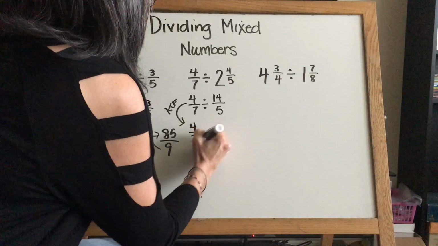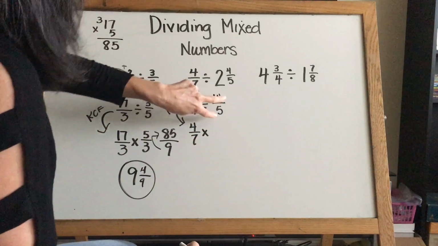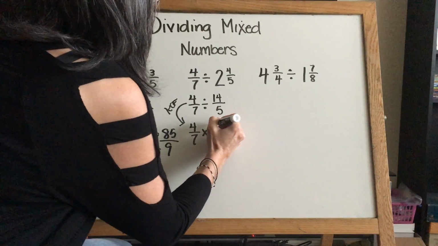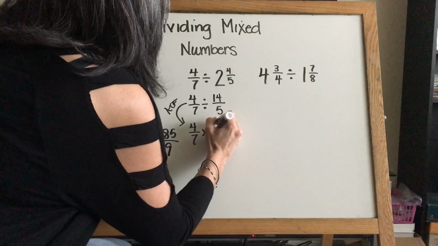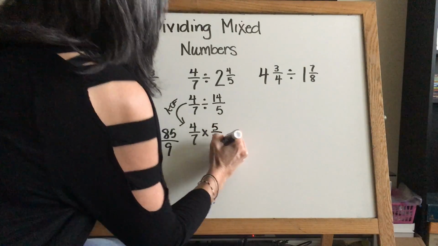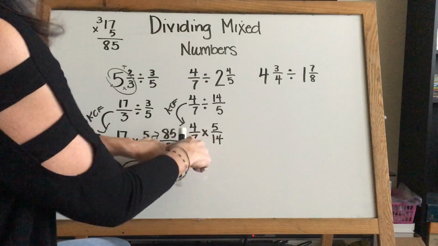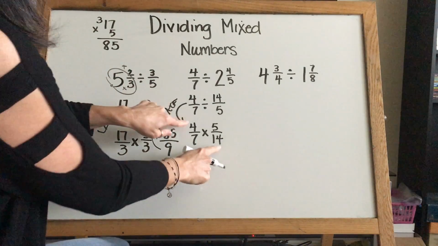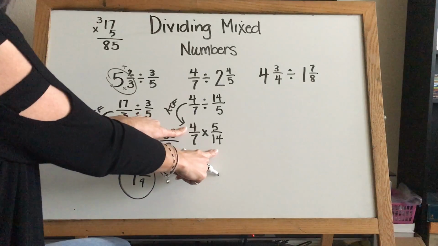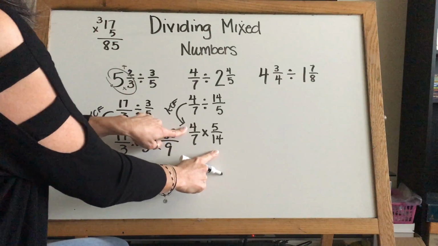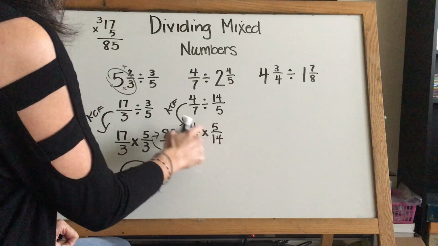So we've got 4/7. We're changing our times. We're flipping our second fraction. So we've got 5 over 14. We're seeing if there's anything we can cross simplify. We can't cross simplify 5 and 7 because they're both prime. 4 and 14 are both even, so we know both of them have a factor of 2, so we can go ahead and simplify by 2.